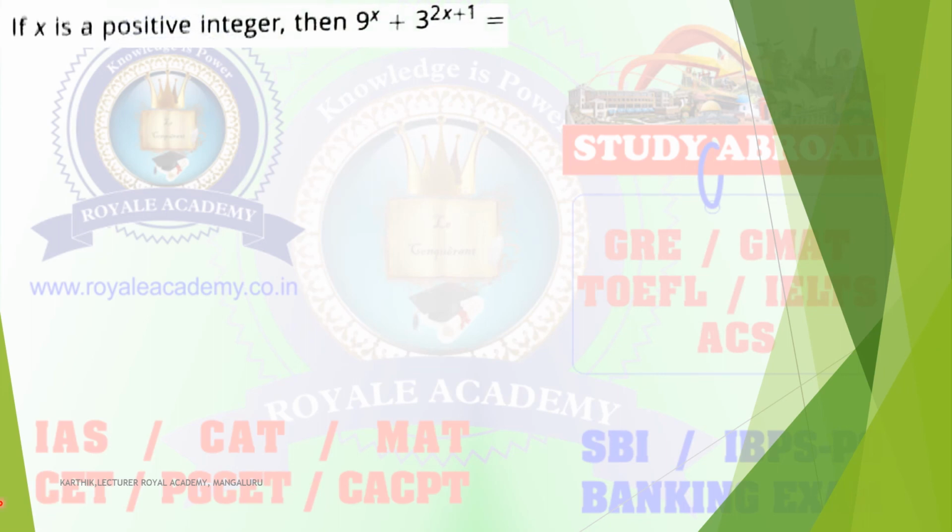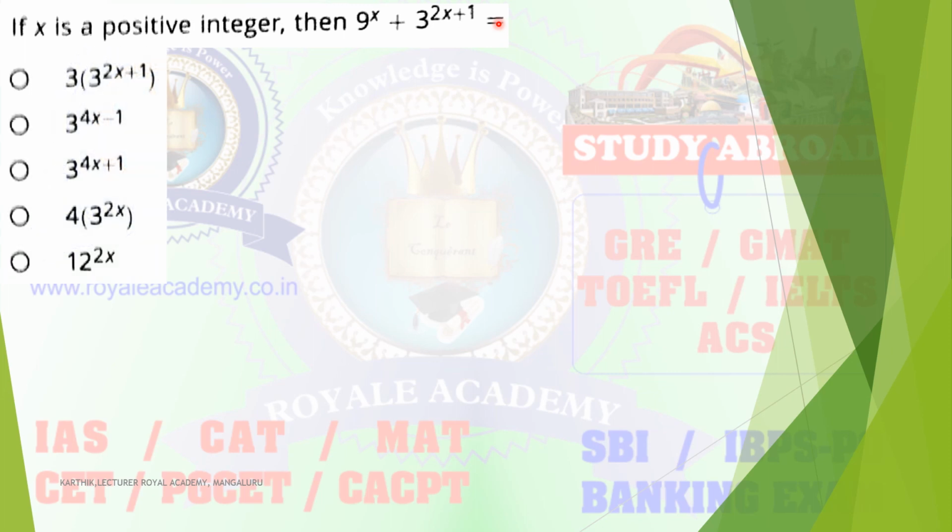Next question. If x is a positive integer, a positive integer is nothing but 1, 2, 3, 4, 5, 6 and so on. Then you have to find out: 9 to the power of x plus 3 to the power of 2x plus 1 is equal to how much? You have to find the answer.